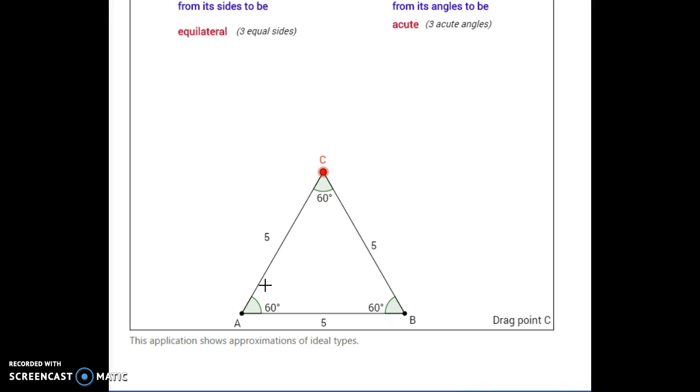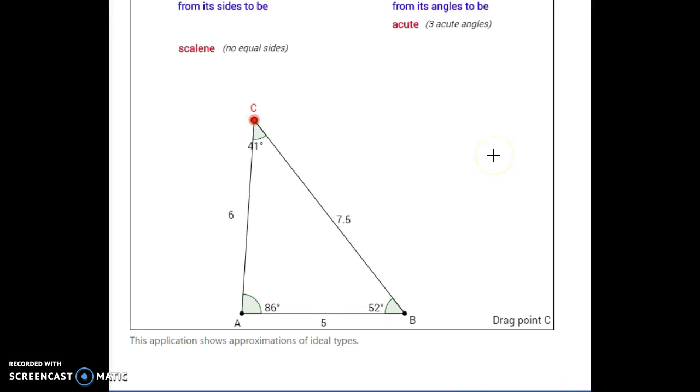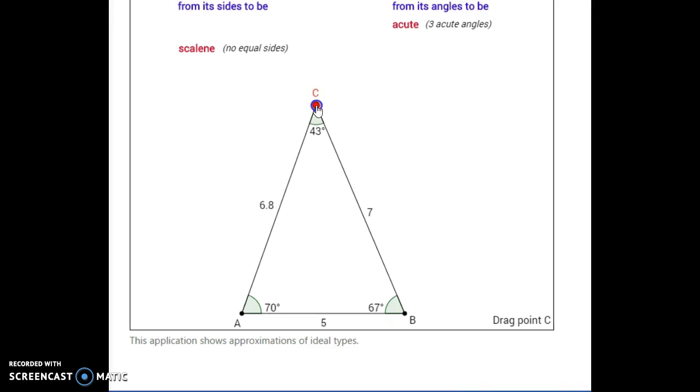Now let us continue. An isosceles triangle is a triangle with 2 equal sides. Additionally, all 3 of its angles are acute, meaning each one is less than 90 degrees. This is not an example of an isosceles triangle. As you can see, there are not 2 side lengths on the triangle that are equal. One side length is 6 units, one is 7.5 units, and one is 5 units. So let me show you what an example of an isosceles triangle would look like.